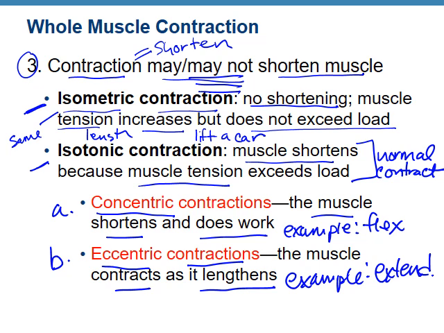So think of concentric as you're lifting the weight up. The biceps brachii is shortening and it's doing work. That's concentric contraction. If you have the same weight in your hand and you're lowering the weight back down, now the muscle is contracting, it's producing tension, but it's lengthening as you go to put the barbell down. So think of concentric as when you flex, and eccentric as when you extend.